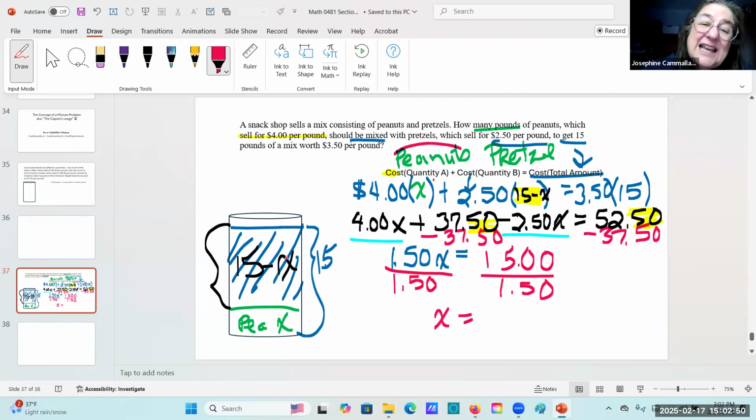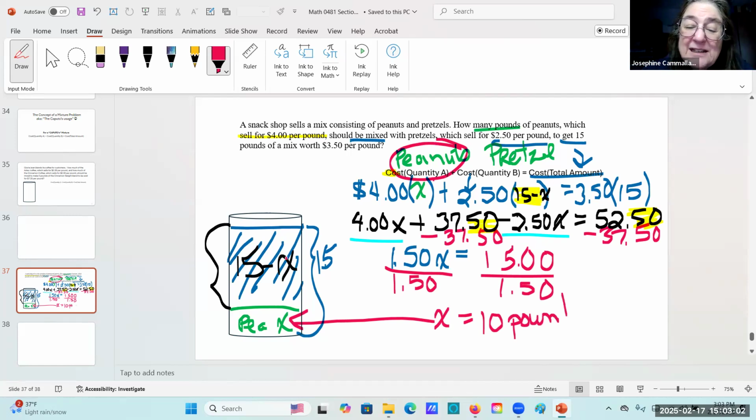Now X is my peanuts. Notice X is my peanuts. This will give me 10 pounds of peanuts. But don't forget, I have pretzels. 15 minus 10 is 5 pounds of pretzels.